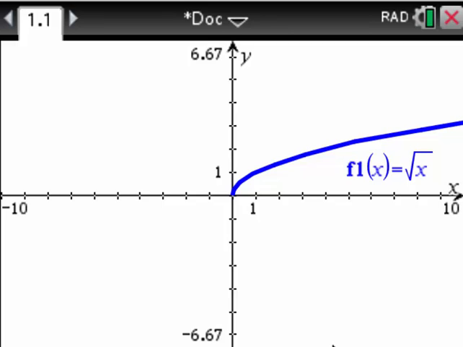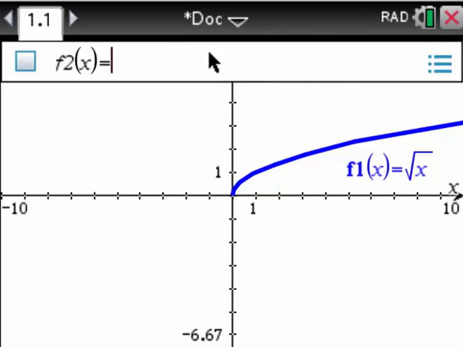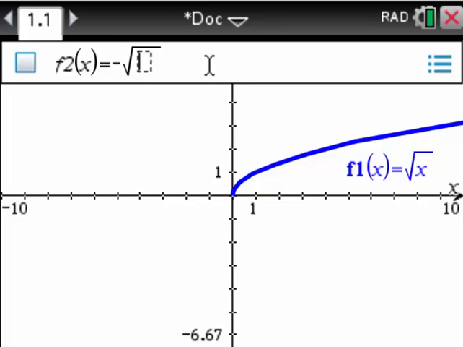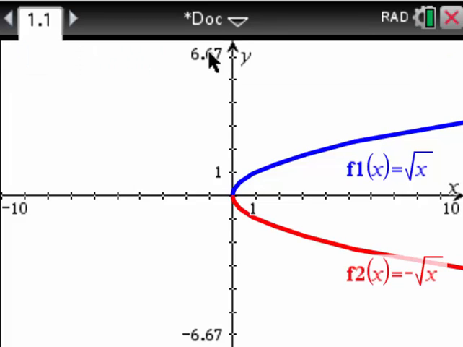When we graph the square root of x, we only get the top half of the parabola. Hopefully you're thinking, wow, that's the positive half. So if we hit tab, and we hit negative square root of x, we get the bottom half. Well, each piece, if I only had the blue one, that would be a function. If I only had the red one, that would be a function.